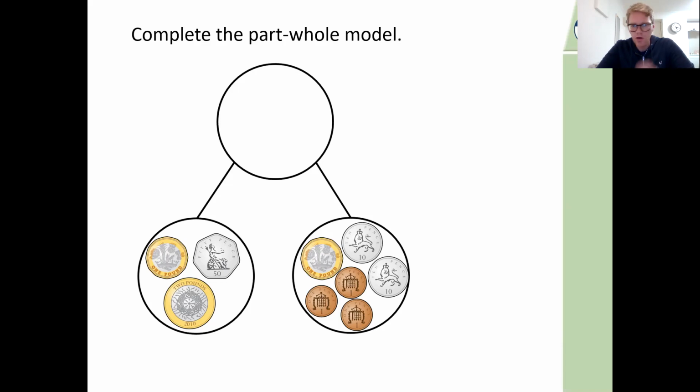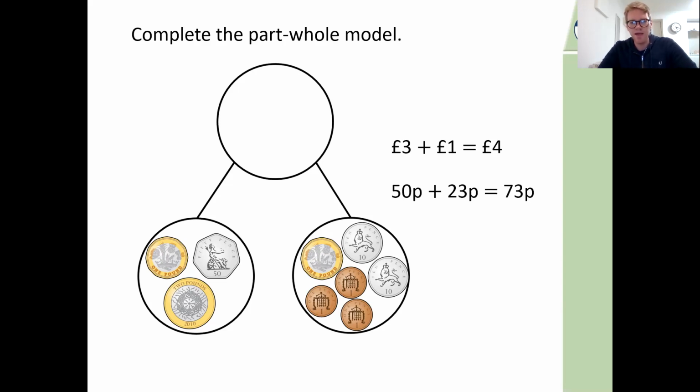Say out loud how many pounds we've got. That's right, we've got £4 altogether, £3 on the left, £1 on the right. Now let's add up our pence. So we've got 50p, 10p, 10p, and 3p. So how much is that altogether then? 50p on the left, 23p on the right.